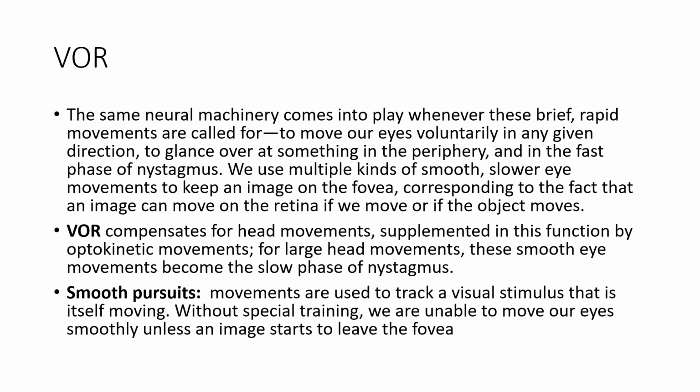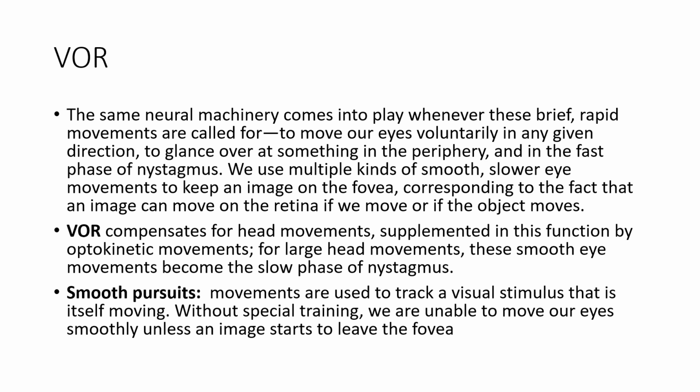The same neural machinery comes into play whenever these brief, rapid movements are called for: to move our eyes voluntarily in any given direction, to glance over at something in the periphery, and in the fast phase of nystagmus. We use multiple kinds of smooth, slower eye movements to keep an image on the fovea, corresponding to the fact that an image can move on the retina if we move or if the object moves.